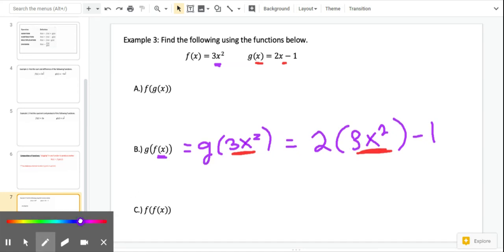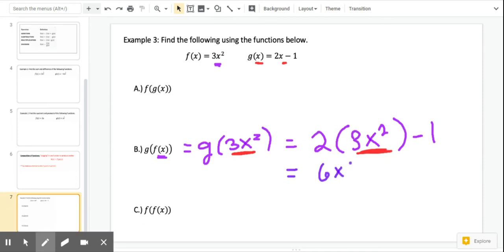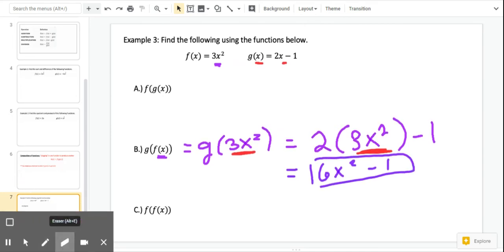And this one's not as much work to simplify. We just have to multiply the 2 and the 3. We get 6x squared minus 1. So that's part B. So let's look at the next one.